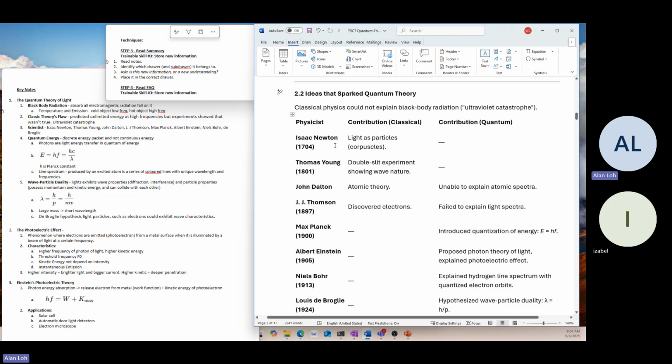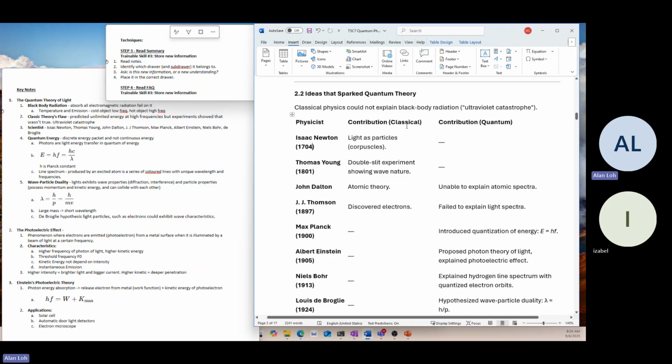How do you study this table? Don't worry too much. Again, don't worry too much about the content. Just know that, okay, there is a bunch of scientists that was in your first drawer, and the oldest one is Isaac Newton, 1704. The youngest is Louis de Broglie. Albert Einstein is somewhere in the middle. Max Planck is somewhere in the middle, right? And there are two columns over here.